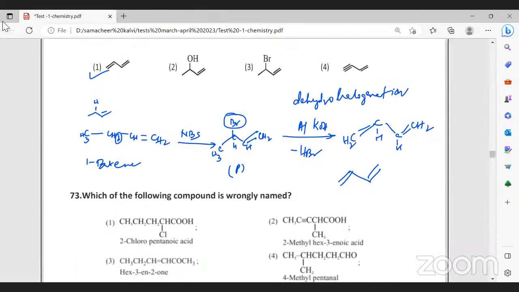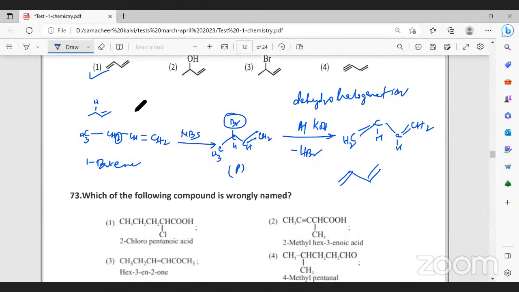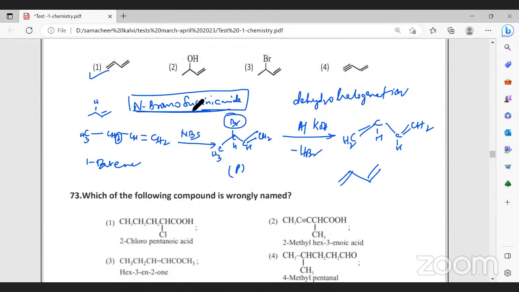This NBS is called N-bromosuccinamide. So this is a brominating agent. It's a strong brominating agent, N-bromosuccinamide.